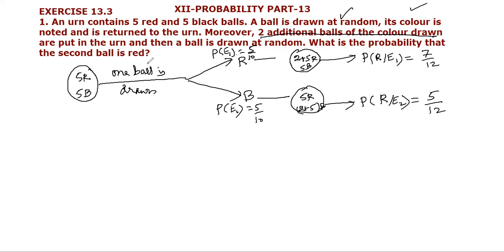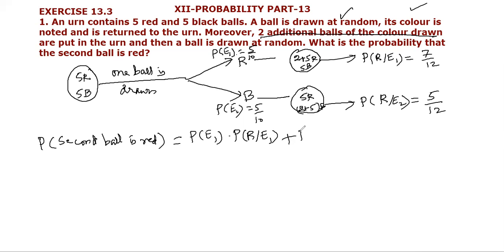The question is, what is the probability that the second ball is red? So the probability that the second ball is red will be equal to the sum of these probabilities: probability of E1 into probability of drawing the red ball when E1 has happened, plus probability of E2 into probability of drawing the second red ball when E2 has happened already. So this is the law of total probability.